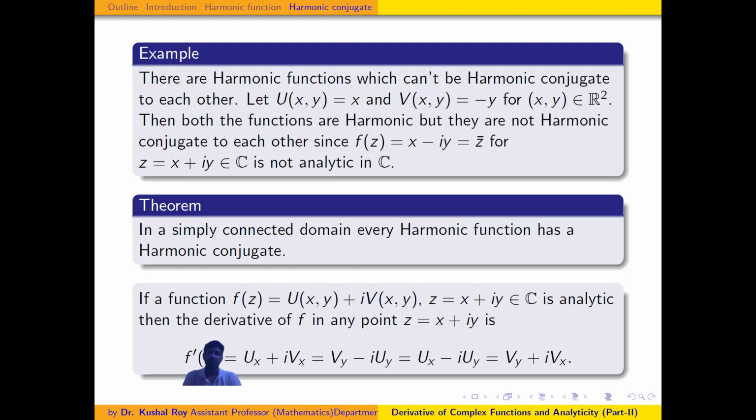Okay, so in a simply connected domain, every harmonic function has a harmonic conjugate. It is very important. Actually, a simply connected domain means it is a connected domain where each and every closed curve is homotopic to zero. That means any closed curve can be shrunk to a point. So this type of domain is called simply connected.